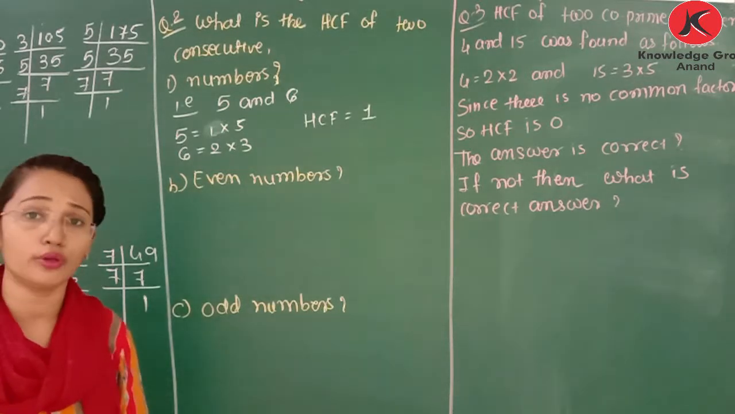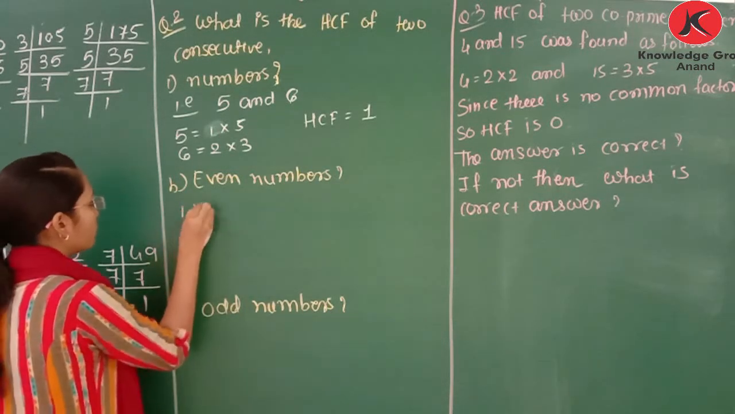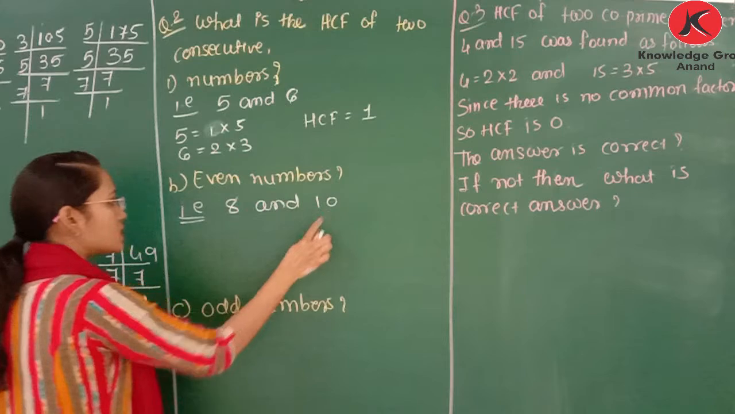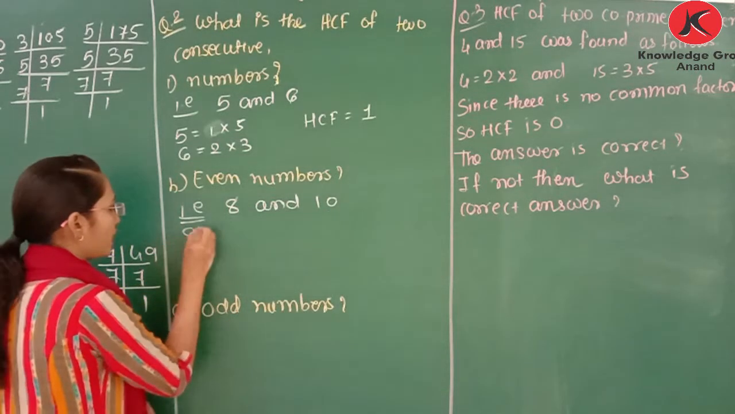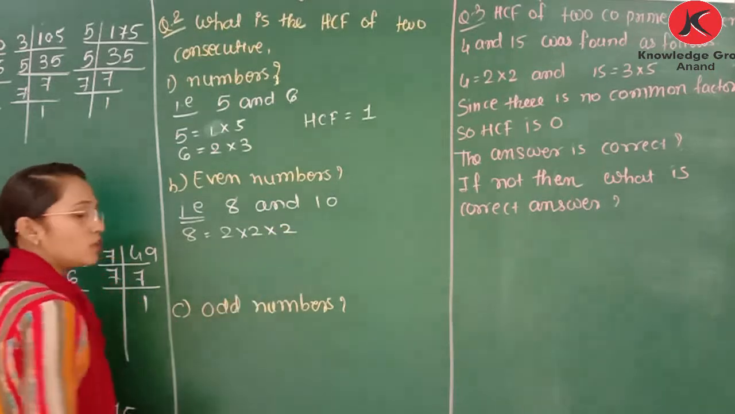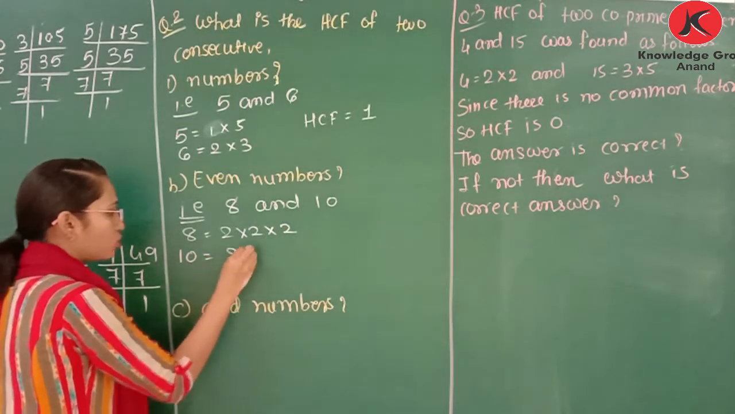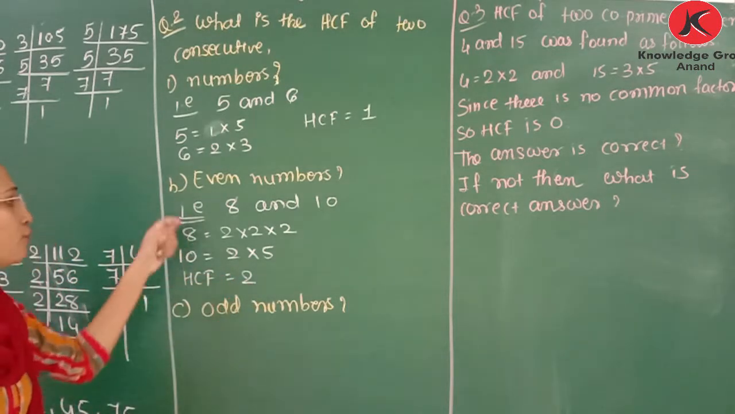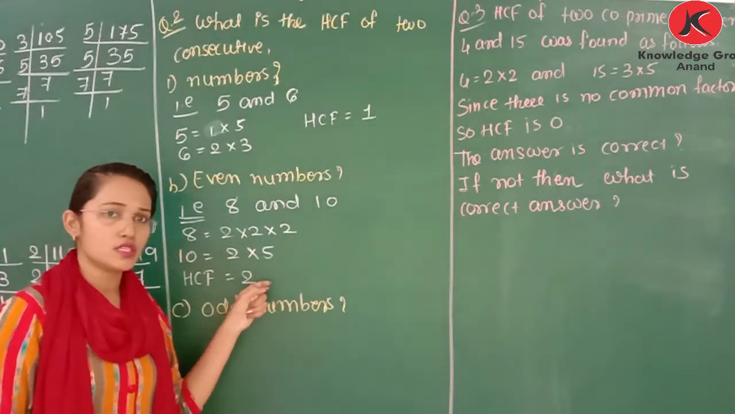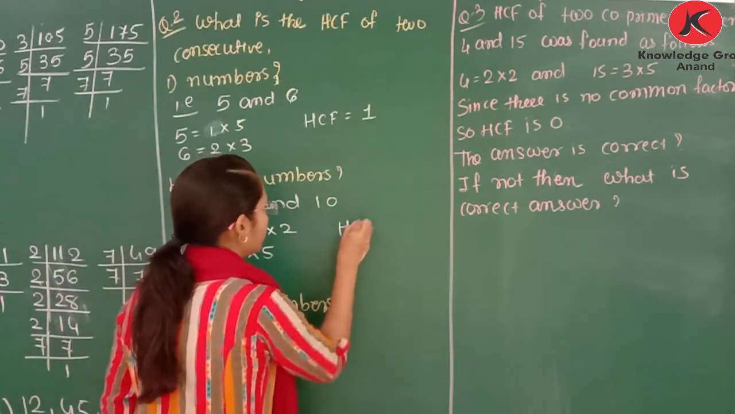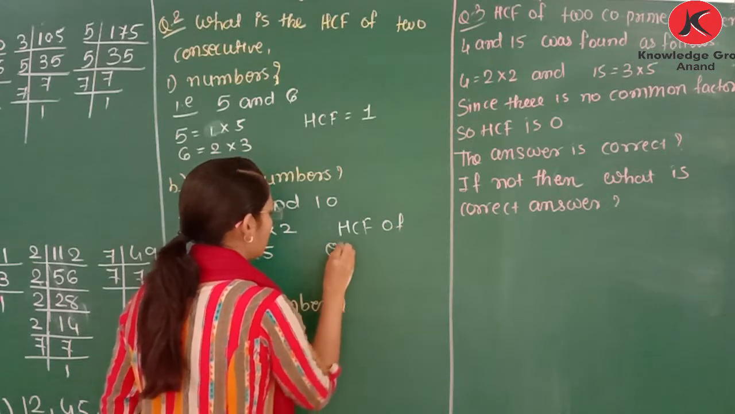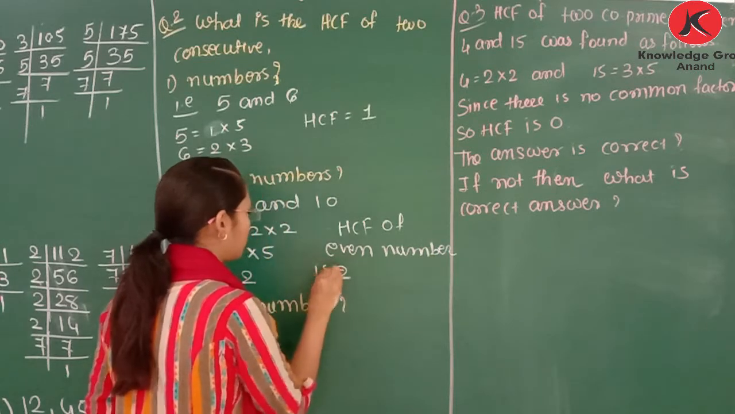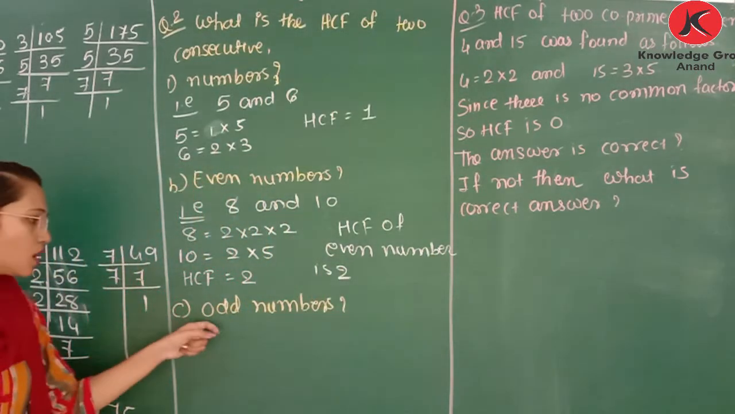Even numbers. Let's take two consecutive even numbers. For example, we take 8 and 10. These are consecutive even numbers. The factors of 8 will be 2 multiply 2 multiply 2. And the factors of 10 are 2 times 5. So what will be the HCF? It is 2. So the HCF of two consecutive even numbers is always 2. Clear? Now next, odd numbers.